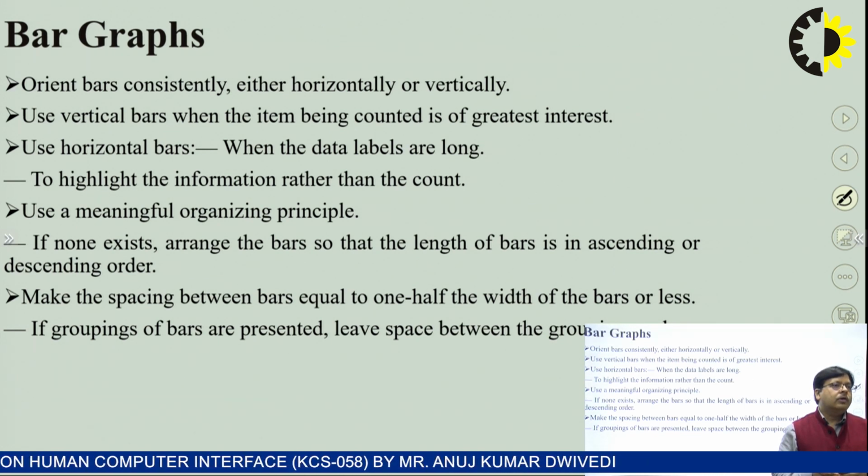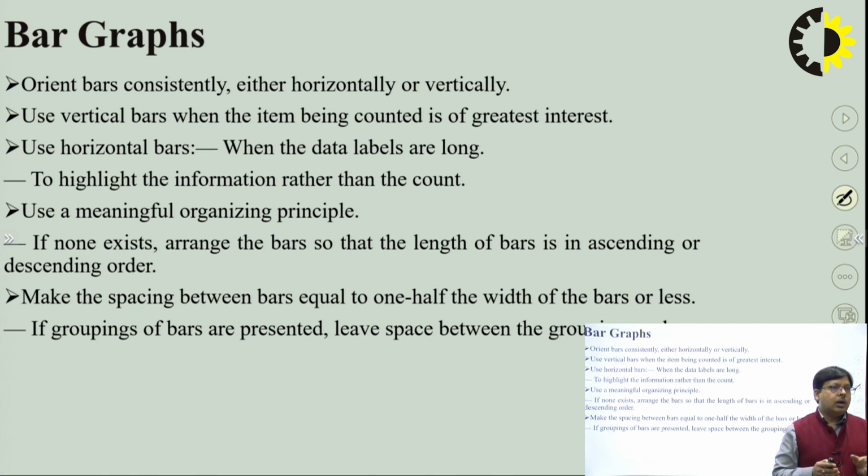Now we come to the next category of graphics, that is bar graphs. Orient bars consistently, either horizontally or vertically. Bar graphs may be horizontal or vertical. When to use vertical, when to use horizontal? Use vertical bars when the item being counted is of greatest interest, right? When to use horizontal bars? When the data labels are long, to highlight the information rather than the count, right?